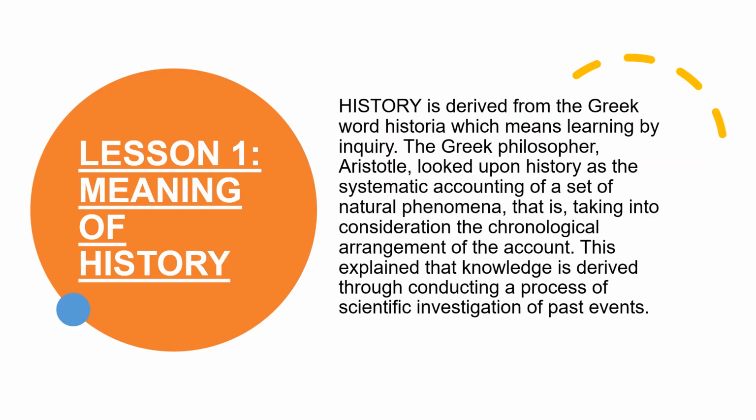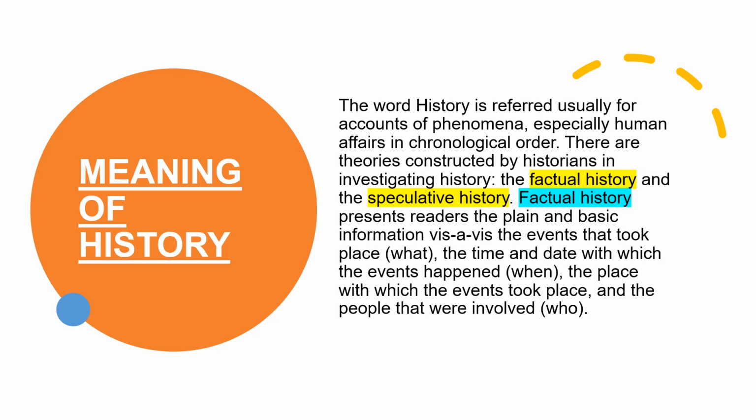So history is derived from the Greek word historia, which means learning by inquiry. The Greek philosopher Aristotle looked upon history as a systematic accounting of a set of natural phenomena, that is, taking into consideration the chronological arrangement of the account. This explained that knowledge is derived through conducting a process of scientific investigation of past events. And the word history is usually referred to for accounts of phenomena, especially human affairs, in chronological order.